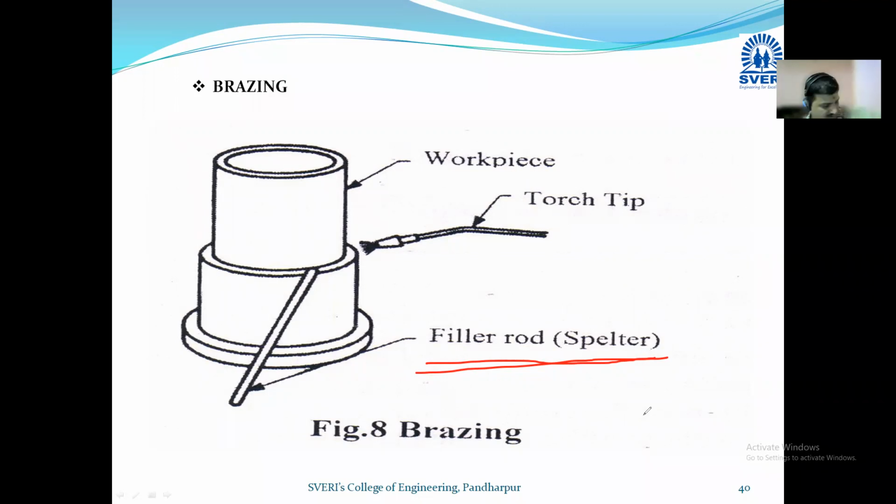Okay, and in that rod, I had told everyone that the rod which is utilized in manual metal arc welding is known as electrode. In case of gas welding, it is named as a filler rod. In case of soldering, the filler material is known by the name of the solder, and in brazing, the filler rod is known by the name of the spelter. Okay, these things we had a huge discussion.